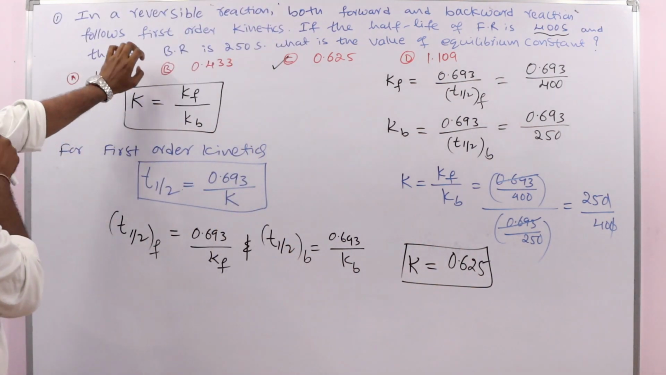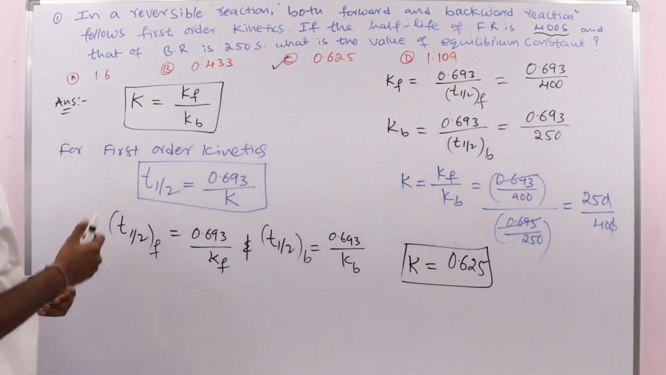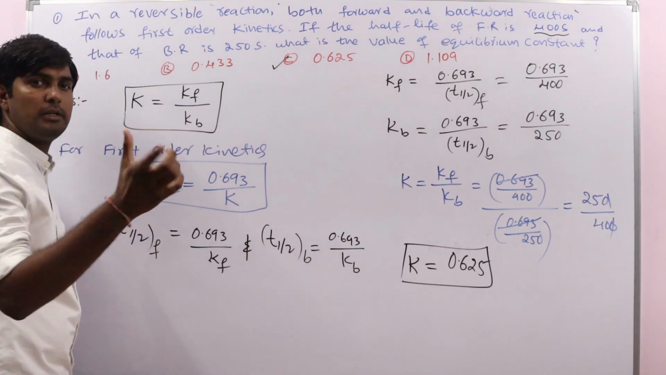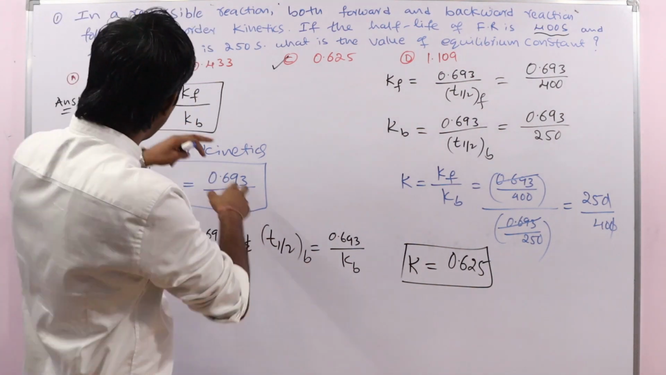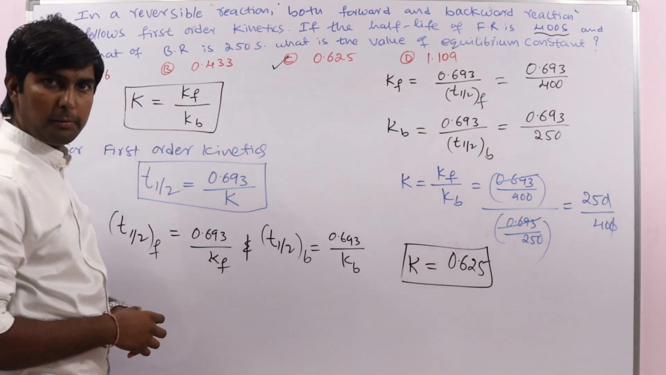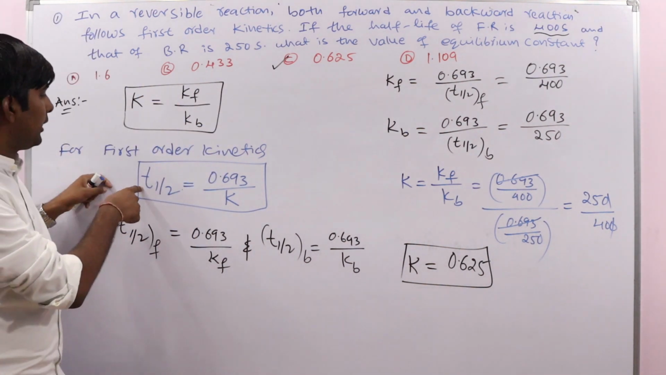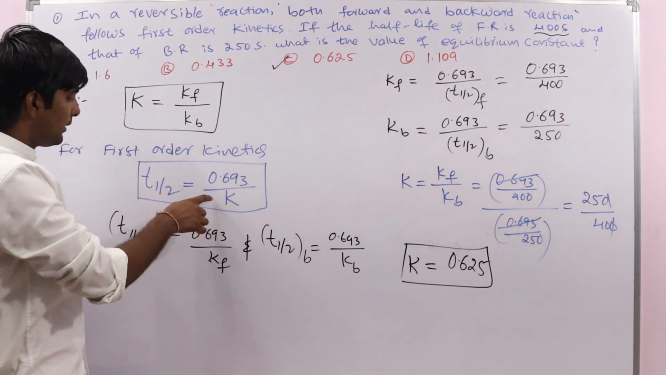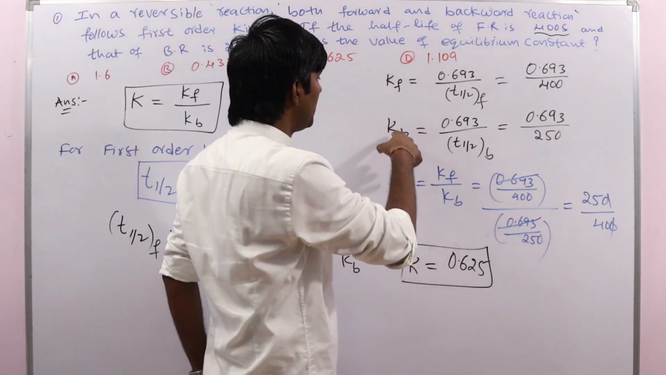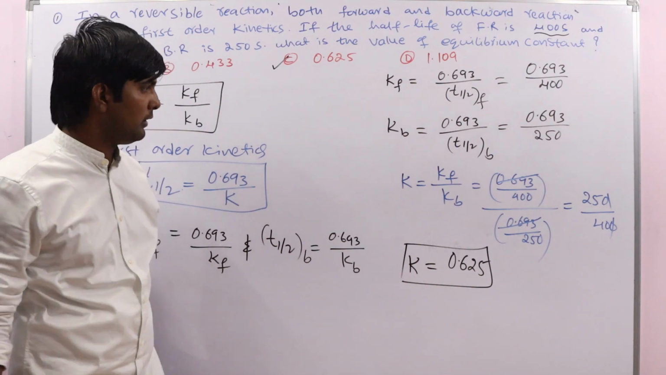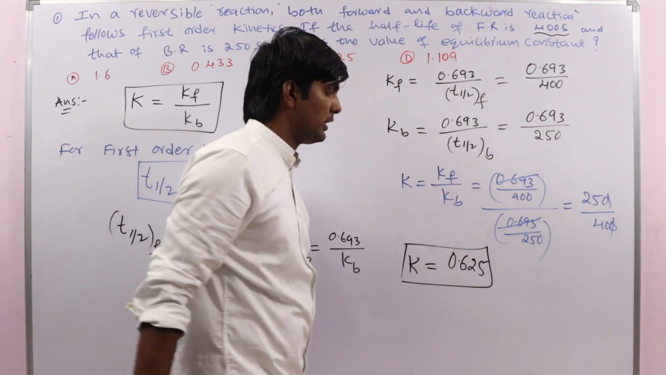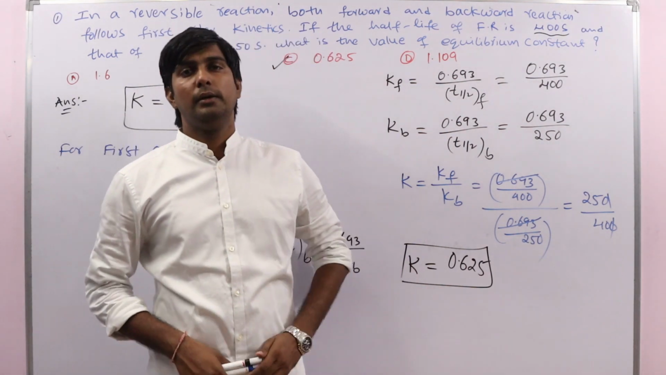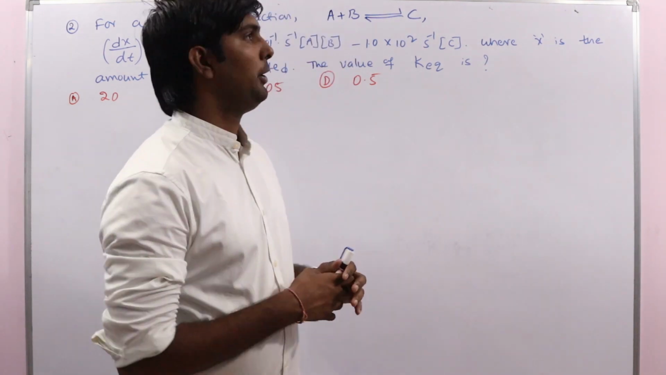So first, this is the formula to calculate the equilibrium constant from the rate constants. Kf is the forward reaction rate constant, Kb is the backward reaction rate constant, but they didn't provide them directly; some other information is provided. This is the formula for first order kinetics, half life equal to 0.693 by K. From this we calculated the forward and backward rate constants, and when you substitute in the equilibrium constant expression we get this answer. Now let us see another very important type of problem.